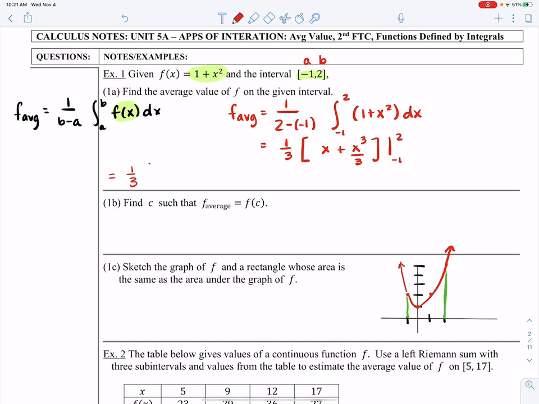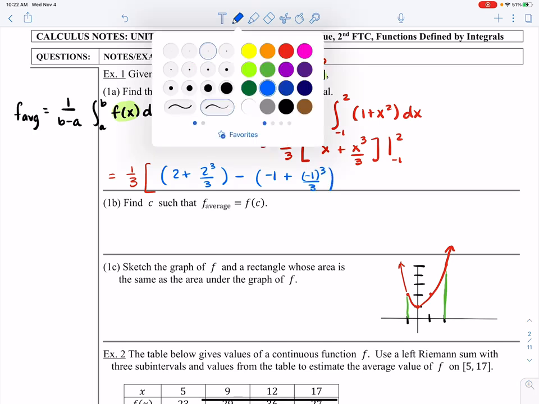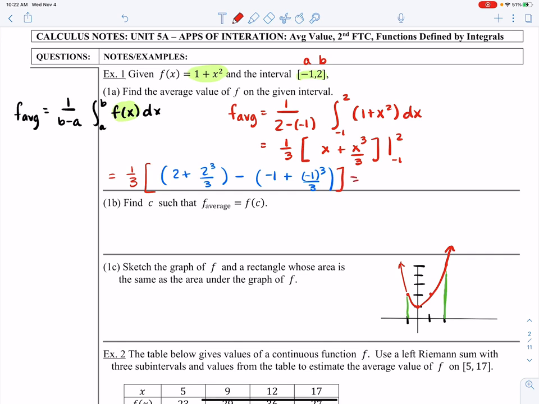I'm going to put my 1/3 all the way on the outside, and we're going to go 2 plus 2 cubed over 3 minus -1 plus -1 cubed over 3. Close my brackets. And then being a little bit careful with some parentheses here, I've got 1/3. I have 2 plus 8/3. Distributing in my negative sign, I'm going to get +1. -1 cubed will be -1, but multiplying that -1 in is going to make that a positive 1/3, which will give me 1/3.